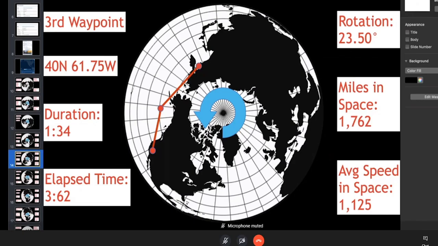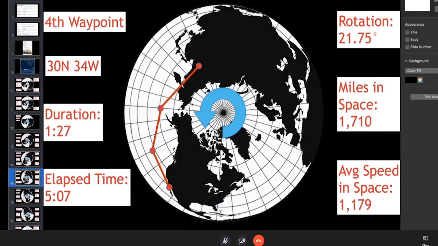And you can see that their path is starting to arc here. And this is kind of a familiar pattern that you've noticed, because this is how they say that Coriolis looks. Maybe not so drastic, but this is the general direction. Okay, fourth waypoint, 30 degrees north. Took another hour and a half. They went another 1,700 and some odd miles, and the average speed was 1,179. Another increase, another rotation of 21.75 degrees.